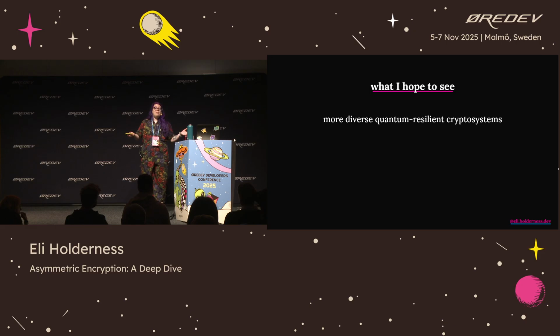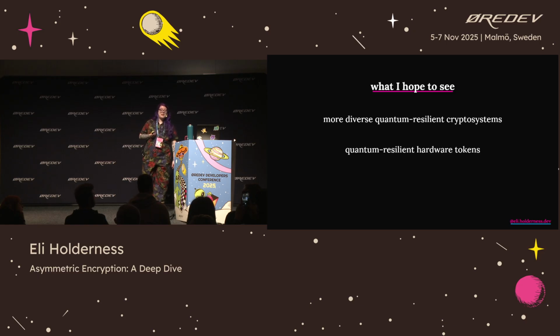I'm sure cryptographers are working on this because it seems like a very obvious concern. But yeah, lots of work for cryptographers still out there here in 2025. I would like to see quantum resilient hardware tokens. I love hardware tokens. I love the technology behind them. They use asymmetric cryptography to do some very cool things. And I have a whole talk about them. And I would love to see them with quantum resilient algorithms on them.